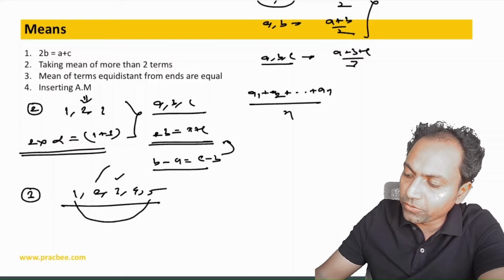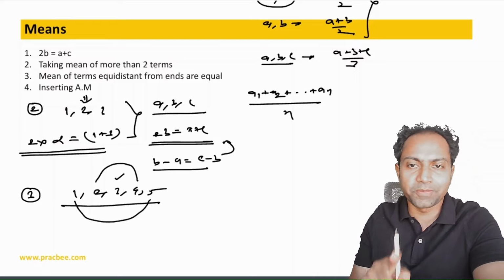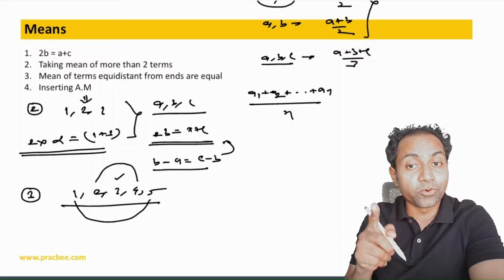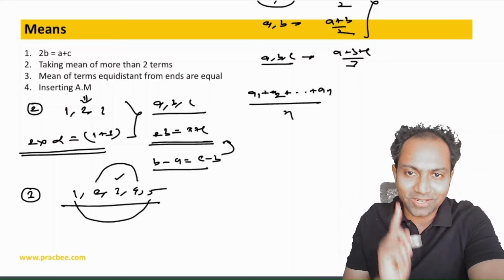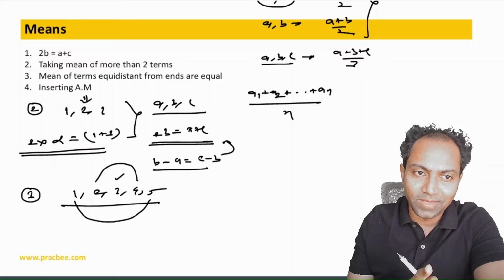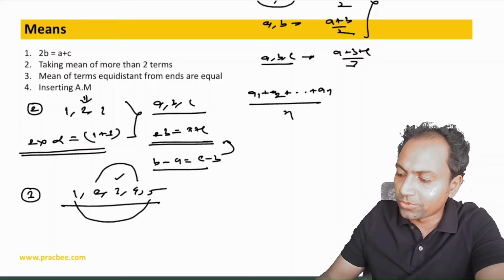If I take 2 and 4, still the mean remains the same: 2 plus 4 divided by 2 is 3. And if I take 2, 3, 4, then 2 plus 3 plus 4 divided by 3, because there are 3 numbers, still it remains 3. So this is a very useful thing. We are going to use this.